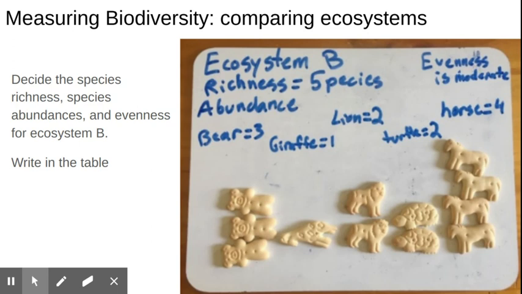So go ahead, if you didn't get these, hit pause and get these numbers written in the table. If you did write these in the table, check your table compared to these numbers and make sure they are the same. All right, hopefully you should have these same numbers written down in your table for ecosystem B. Let's go ahead and move on to ecosystem C.